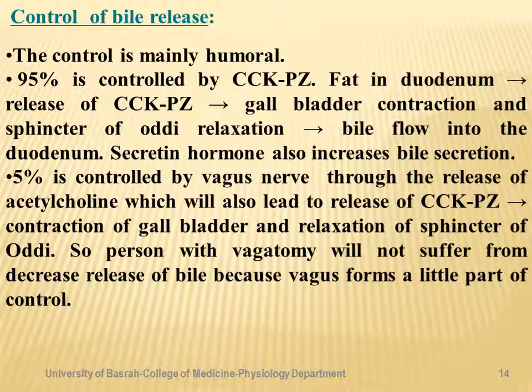Now the control of bile release عن طريق طبعا 95% controlled by the hormones اللي هي الكوليسيستوكاينين بانكريوزايمين that is released from the duodenal mucosa. وطبعا the major stimulus for cholecystokinin pancreozymin hormone هو الفات present in the chyme. The gallbladder contraction and sphincter of Oddi relaxation lead to bile that flows into the duodenum. And also the secretin hormone also very important to lead to contraction of gallbladder and relaxation of sphincter of Oddi and also release of bile.